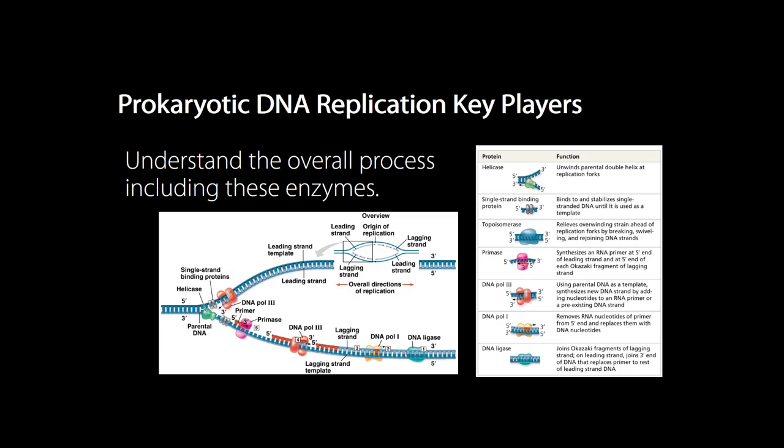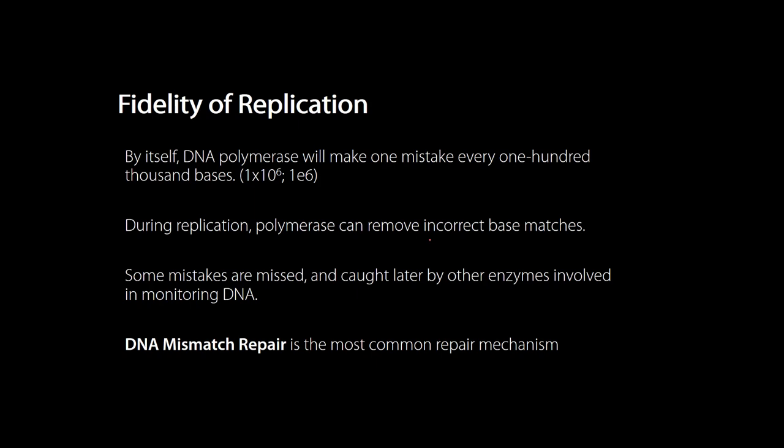All right, so going back to the fidelity of replication, in general, DNA polymerase itself, with nothing else added, will make a mistake in about 1 in every 100,000 bases. Really, oops, that should be a 5. So that's 1 times 10 to the 5th. Oh boy, one mistake per 100,000 bases.